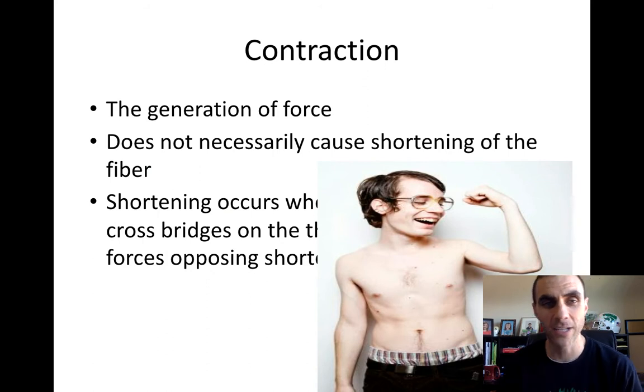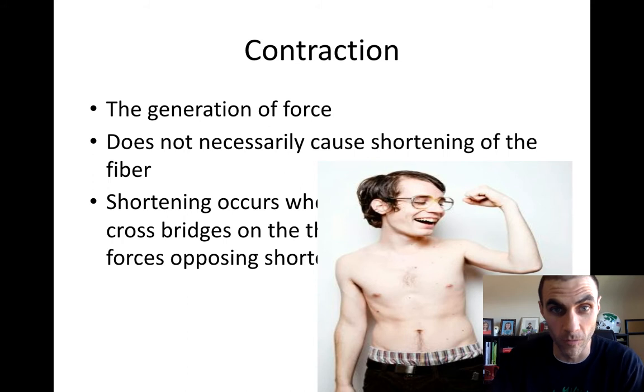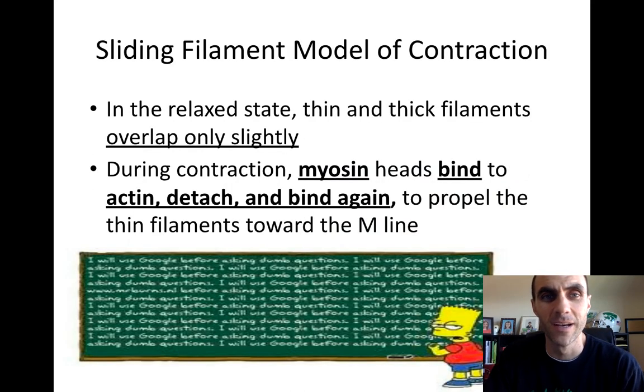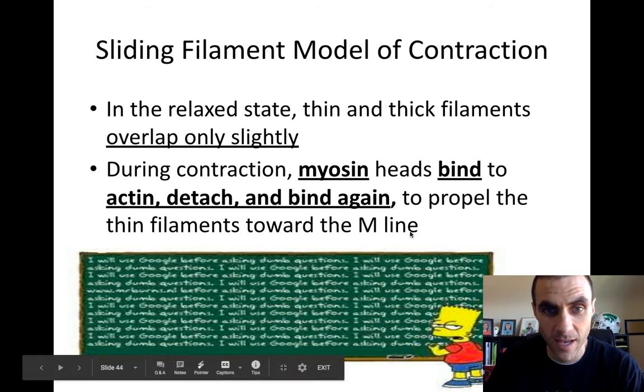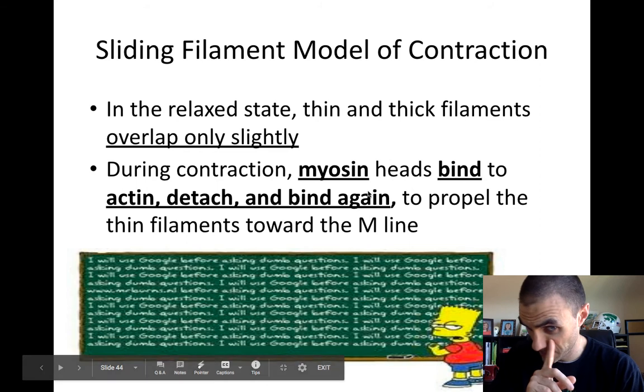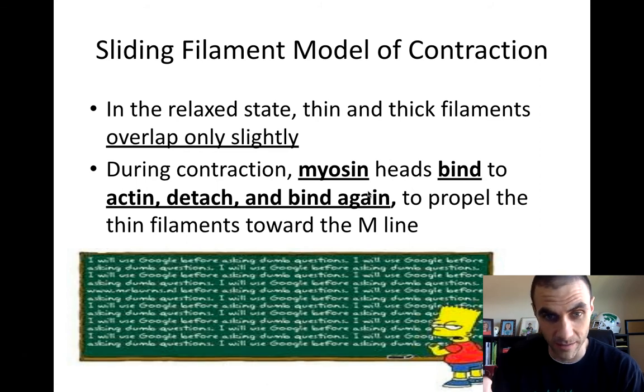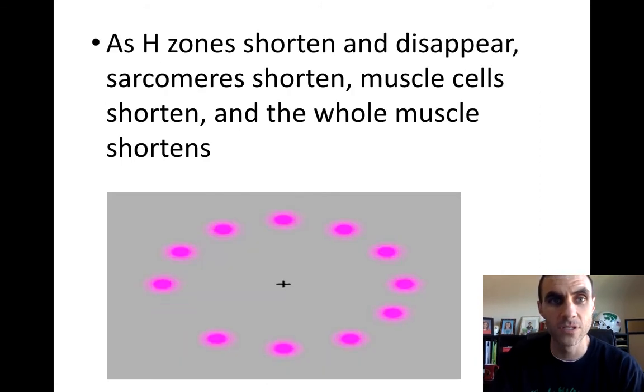When we actually flex our muscles, when we leave that no flex zone, we're going to call this the sliding filament model of contraction. During contraction, myosin heads bind to actin, detach, and bind again. That's the key here.